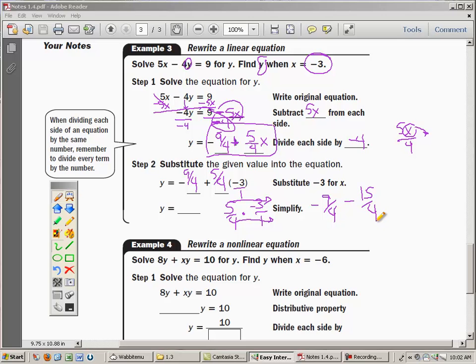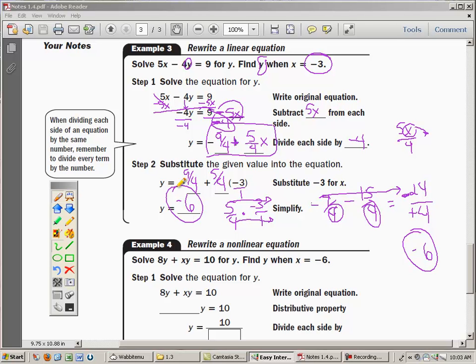Negative 9 minus 15 more. Okay. Negative 9 minus 15 more becomes negative 24. Because again, common denominator, you just have to add the tops. Negative 9 plus negative 15 becomes negative 24 over 4. And 24 divided by 4 is 6. Negative divided by a positive is negative. And so y is equal to negative 6.